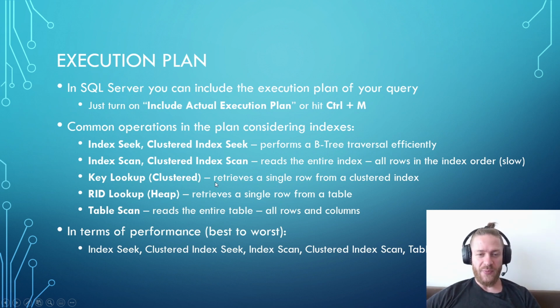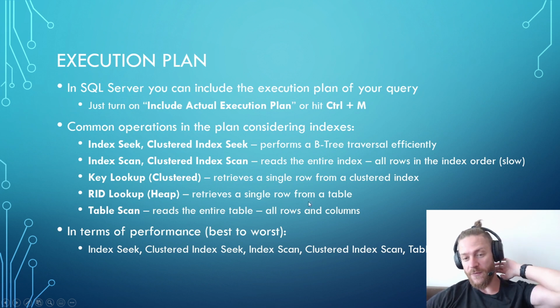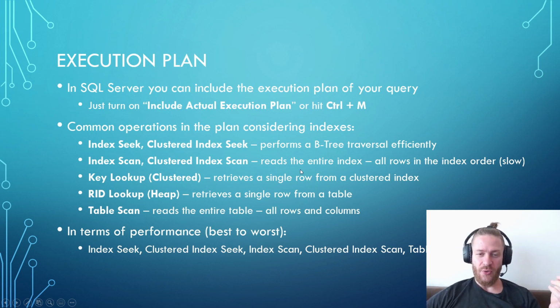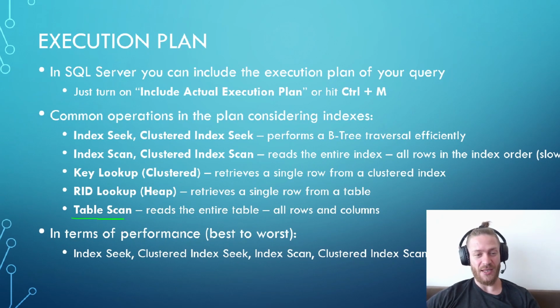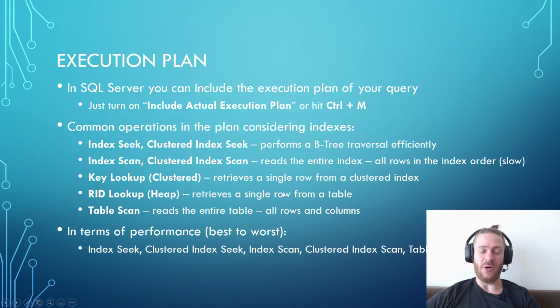There's a key lookup, which retrieves a single row from the clustered index, and RID lookup, which retrieves a single row from the actual table. The key lookup searches in the clustered index, which is the primary key usually, we talked about that, and the RID lookup retrieves a single row from the table. Table scan reads the entire table, all rows and all columns. You may know already that table scan is the least desirable operation.